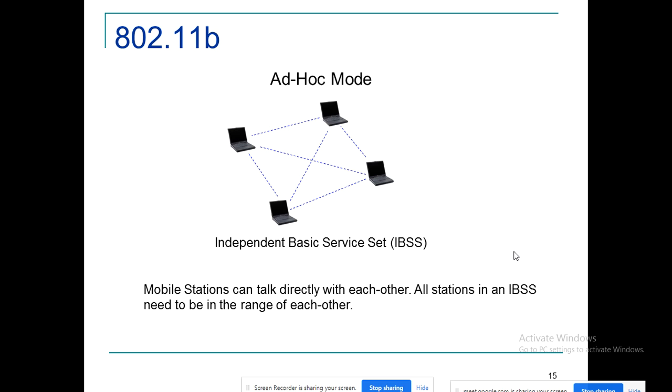What is ad hoc mode? That I could not rely upon any service access point. Everything will behave like my BSS.